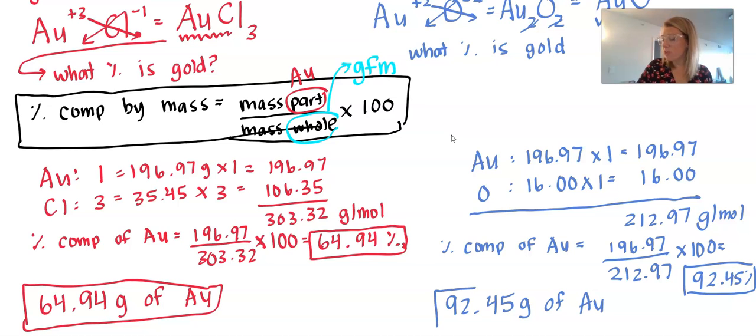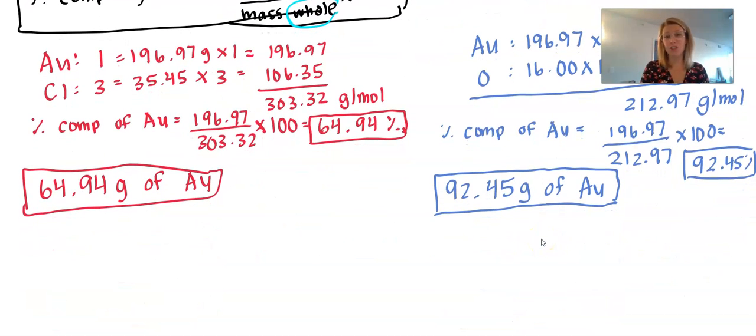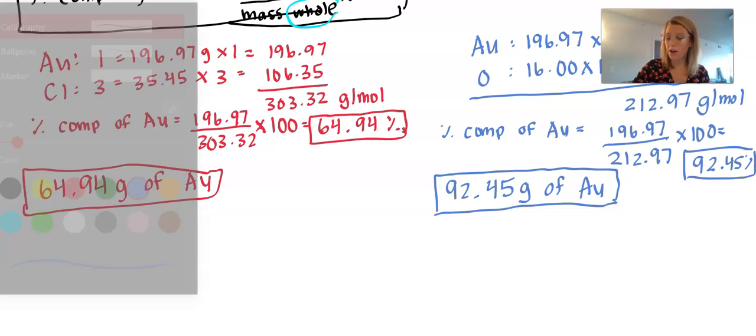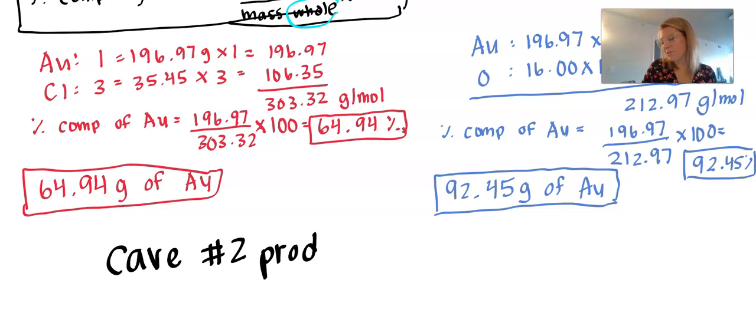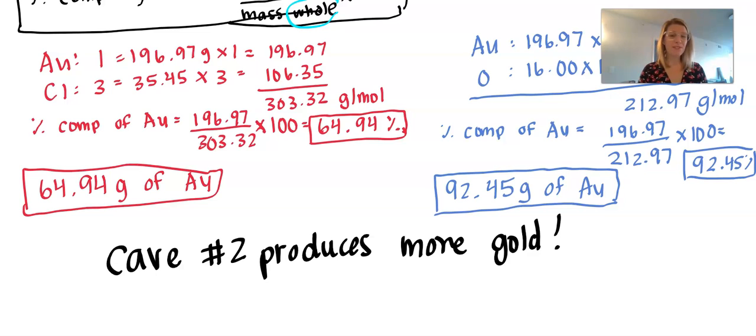And so even though you took equal 100-gram samples from cave 1 and cave 2, because their percent composition varies, cave 2 actually gives you a substantially larger sample of pure gold than cave 1. So our final answer here would be to use cave 2, right? So cave number 2 produces more gold, okay? And that, my friends, is percent composition by mass.